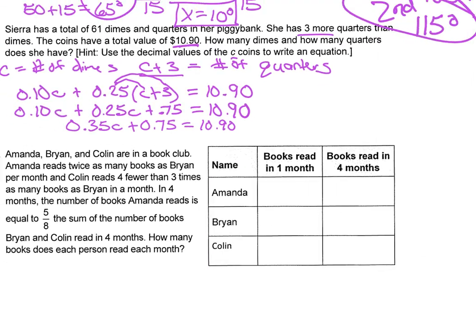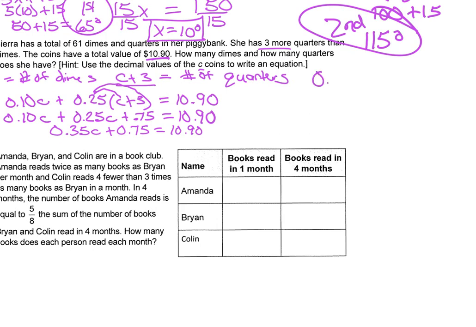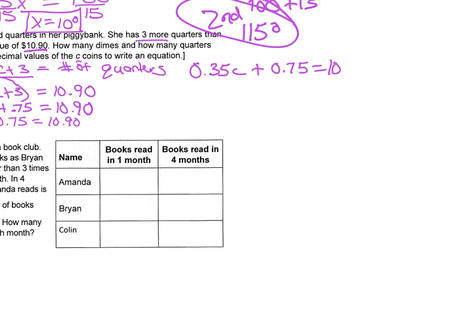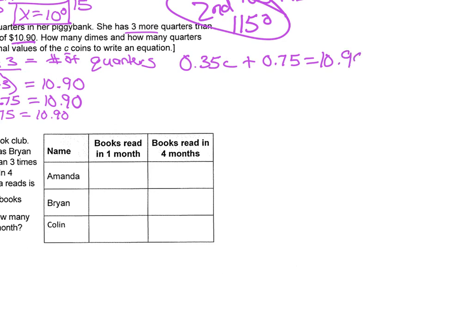I'm going to come over here so I have more room. I'm just going to rewrite it. 35C plus 75 cents equals $10.90 is where we're at. So now we solve by getting rid of the 75 cents. Subtract that over. And I'm left with 35 cents times C equals $10.25.